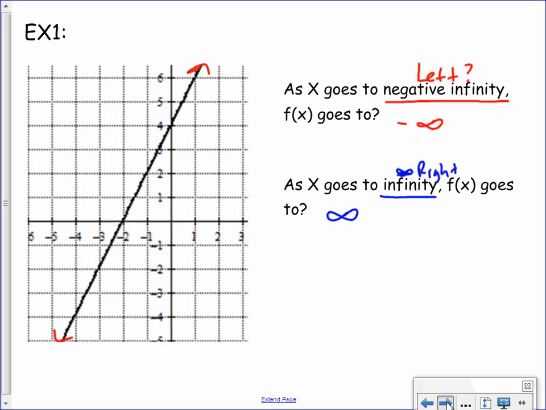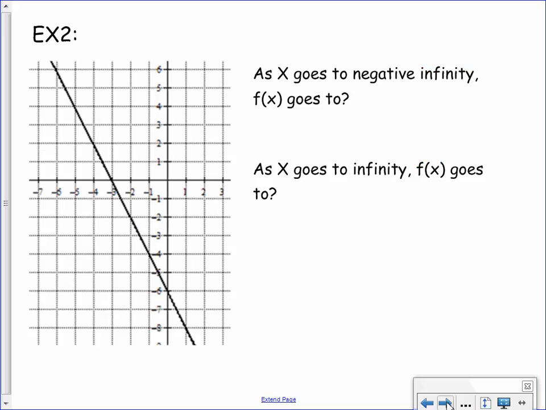Again, arrows to show what's happening. As x goes to negative infinity, so the left side is over here, what's happening? It goes to infinity. It's going up. On the right side, negative infinity is pointing down. This is so easy. All right, here we go.